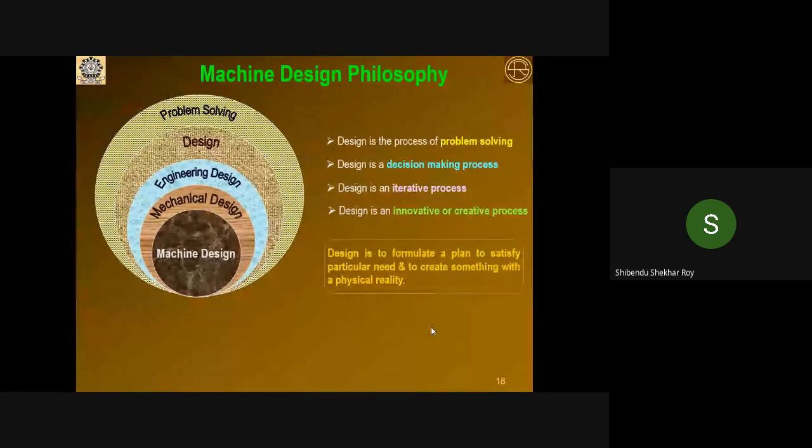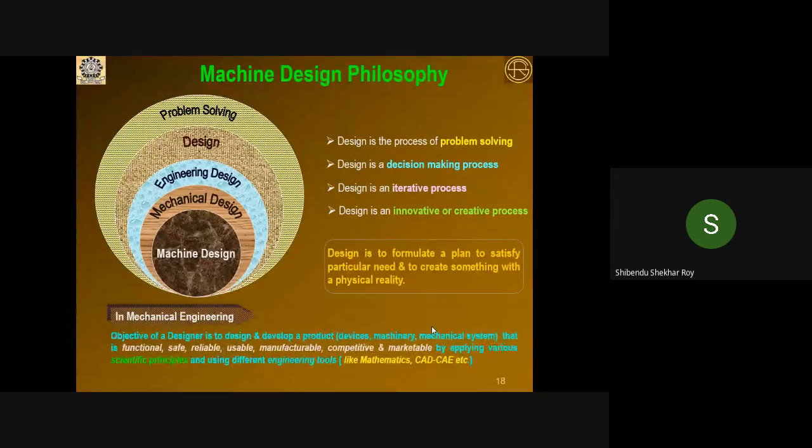Design is an iterative process. That means it is not straightforward. Once you complete your design process, it is never really finished. And design is an innovative and creative process. The objective of mechanical engineering designers is to design and develop a product. It may be a device, machine, or mechanical system that is functional, safe, reliable, usable, manufacturable, competitive, and marketable by applying various scientific principles. And in this class, you will learn the scientific principles required for machine design.